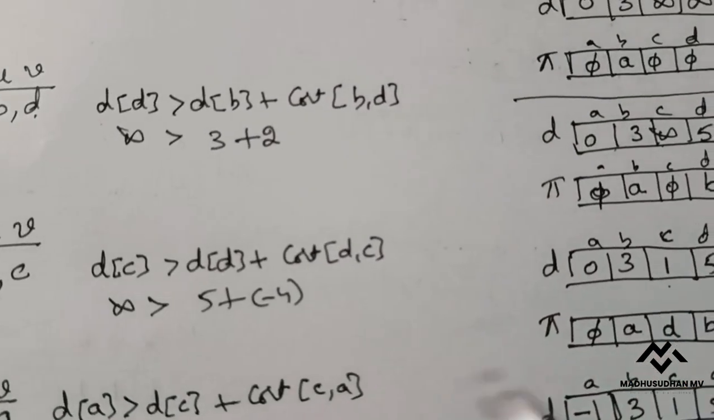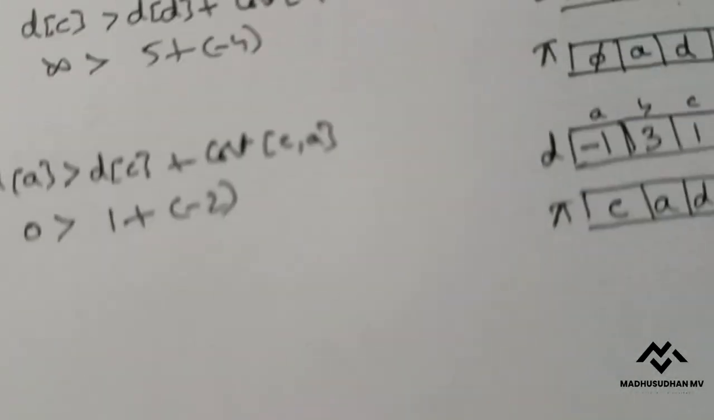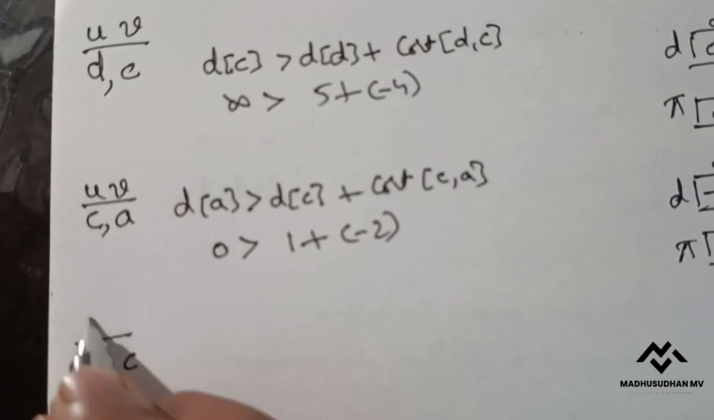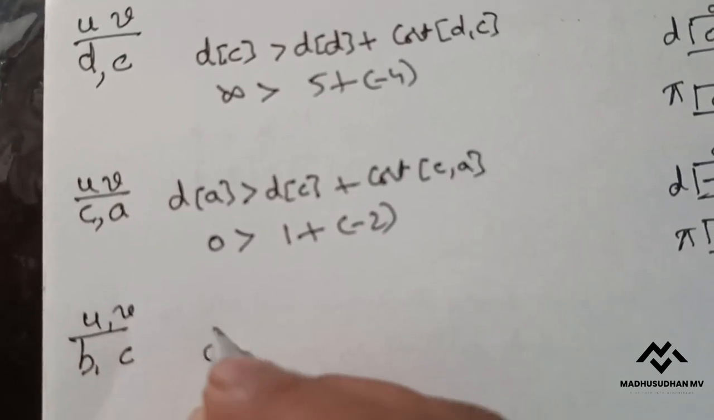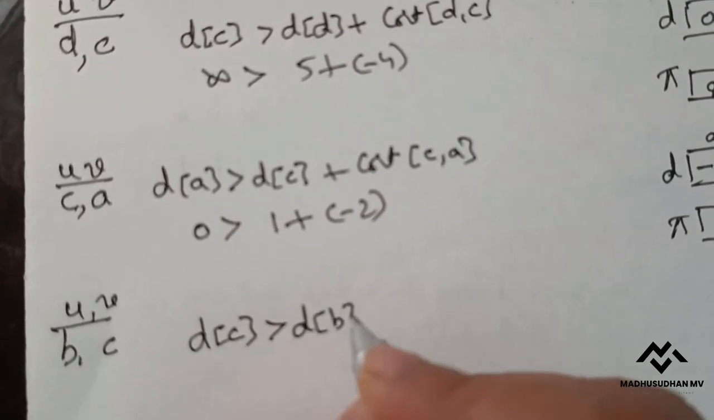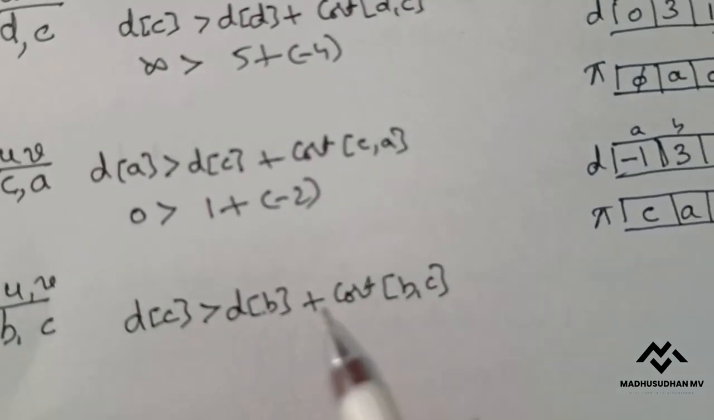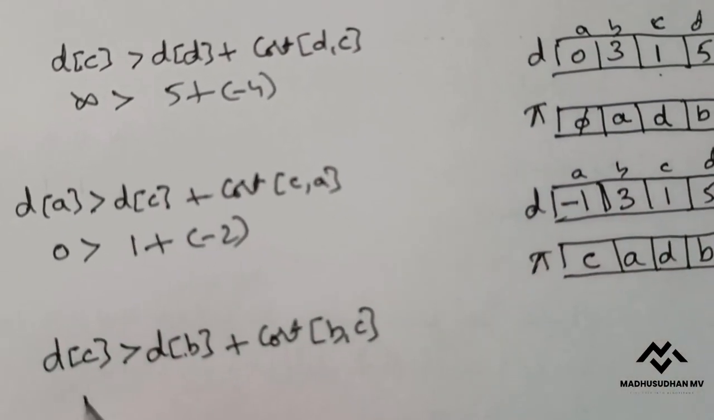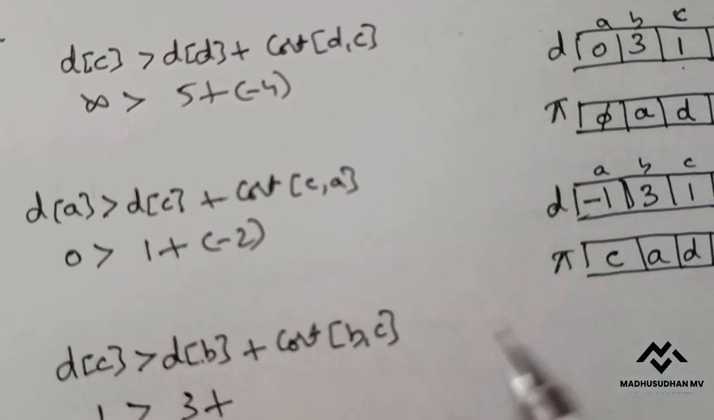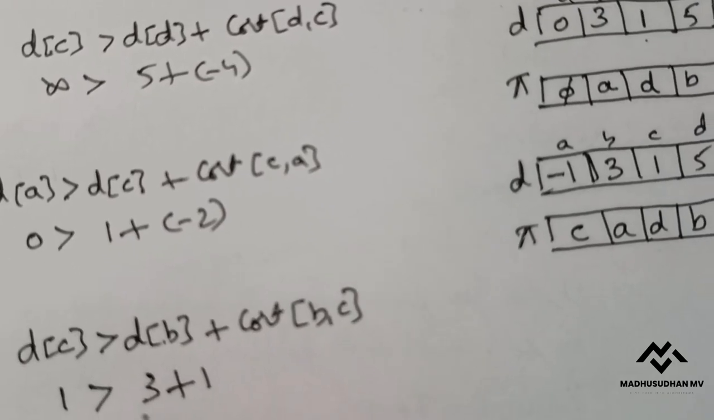So now this C to A is over. Now the last edge, what? B to C. For that B to C, U comma V, so distance of V, V is C, greater than distance of U, U is B, plus cost of B to C. Distance of C is what? 1 greater than distance of B is what? 3 plus cost of B to C is what? Cost of B to C is 1. So 1 greater than 4, false.